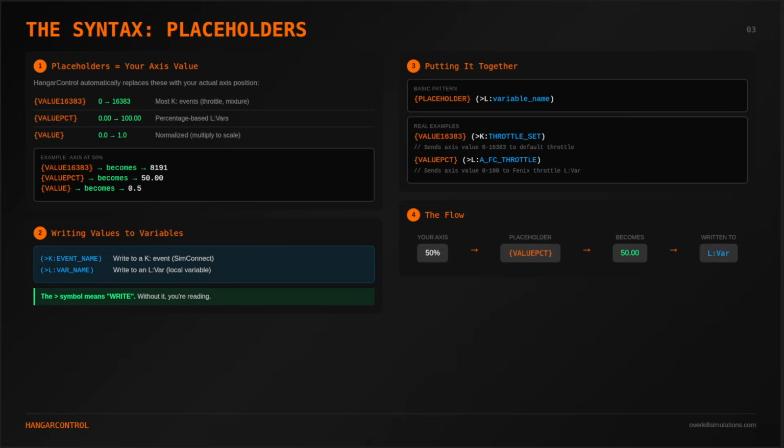So if you set an axis at 50%, value 16,383 becomes 8,191. Value percent becomes 50.